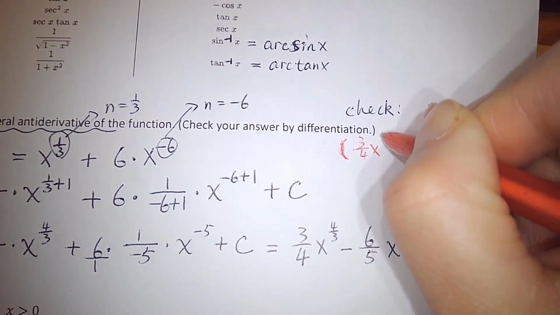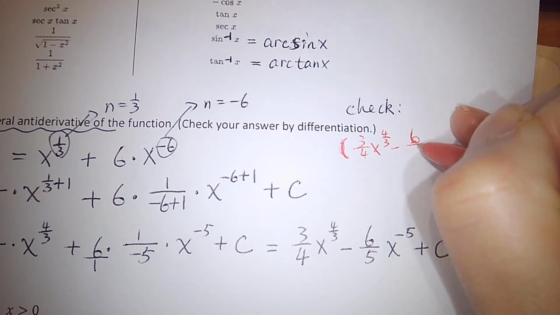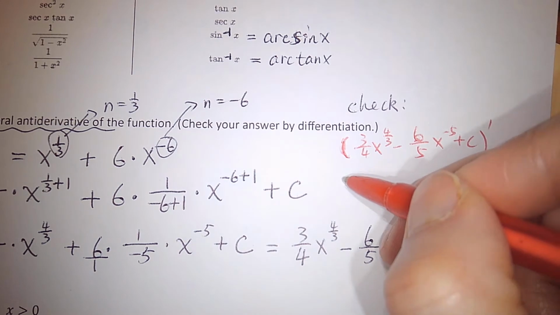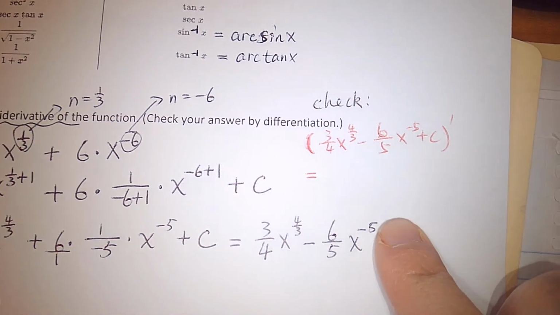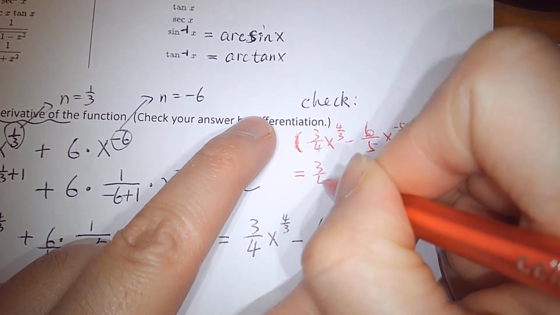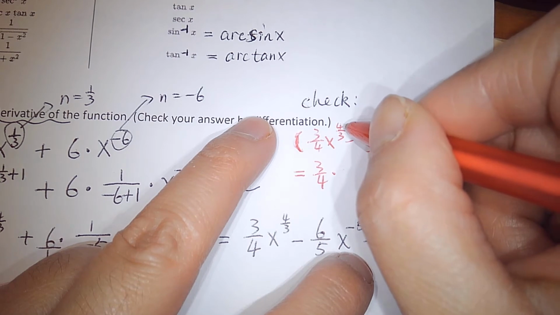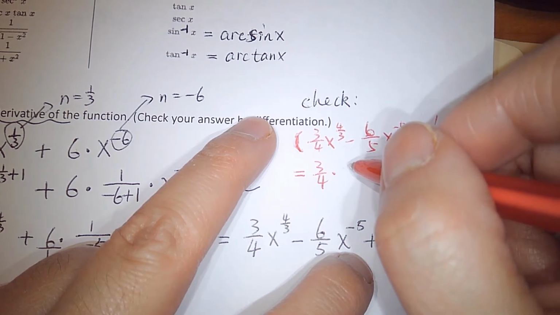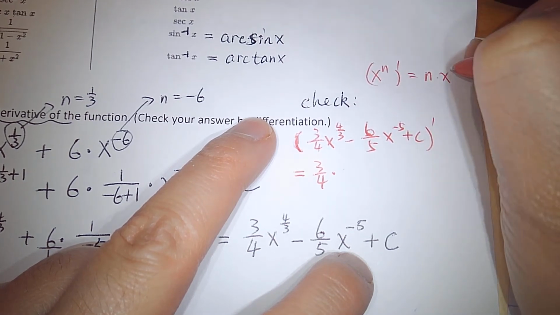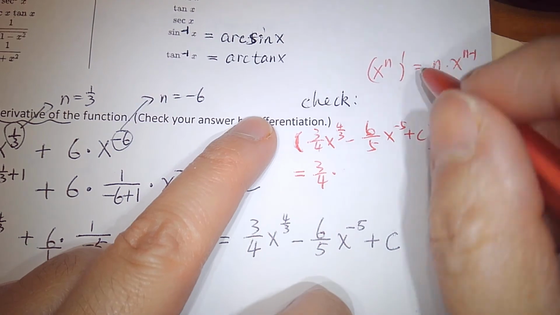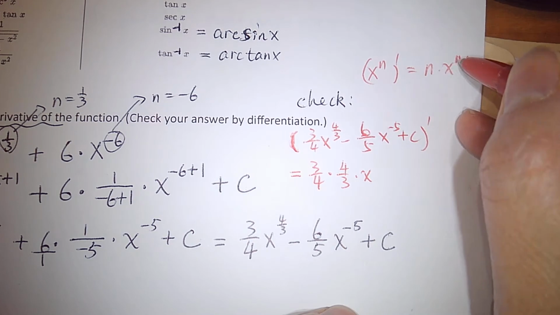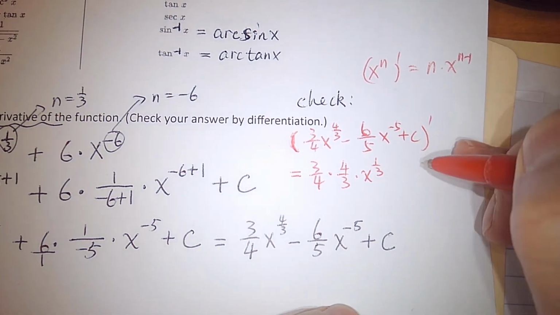Over 4x to the 4/3 minus 6 over 5 x to the -5 plus c, derivative. Over 4 times, what is the derivative of x to the 4/3? The derivative gives us n times x to the n minus 1 power, right? So n is 4/3 times x to the 4/3 minus 1 gives us what? 1/3. You agree with that, right?